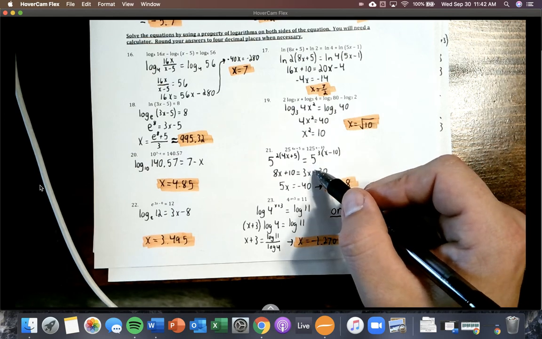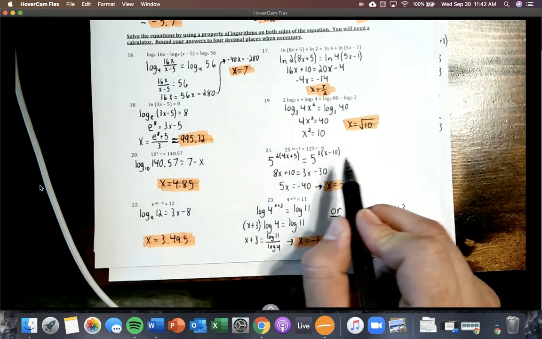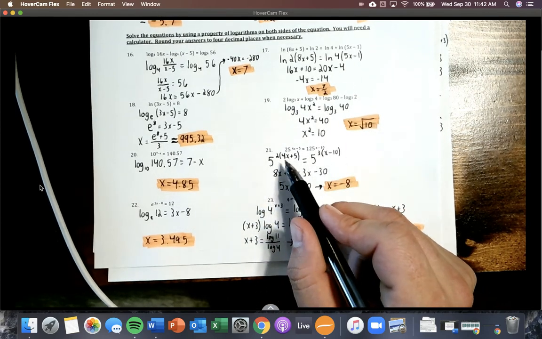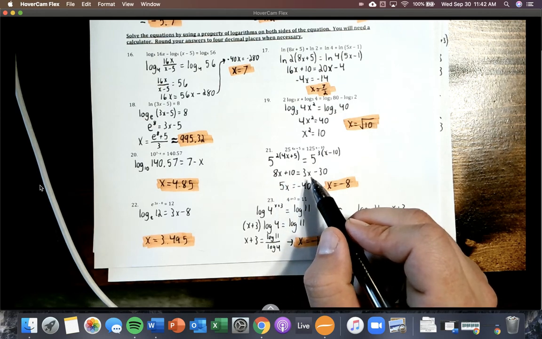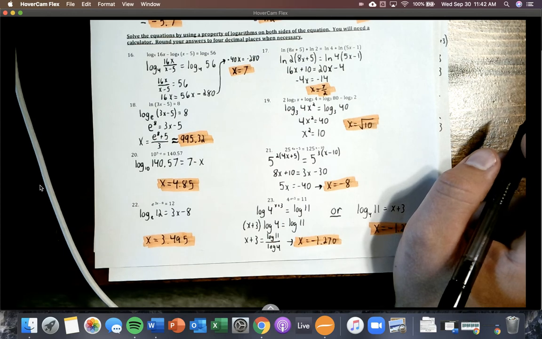And now that they have the same base, all we have to do is set the exponents equal to each other, which here we can distribute and get 8x plus 10, and here we can get 3x minus 30. And when you solve that out, you end up getting x equals negative 8.